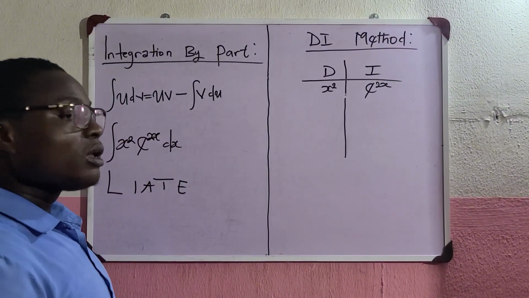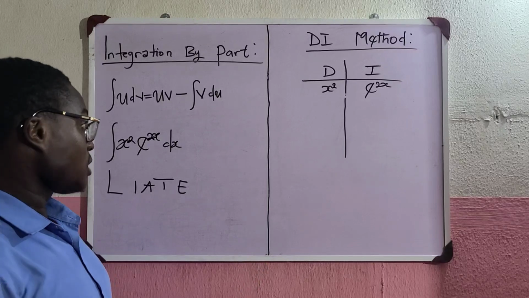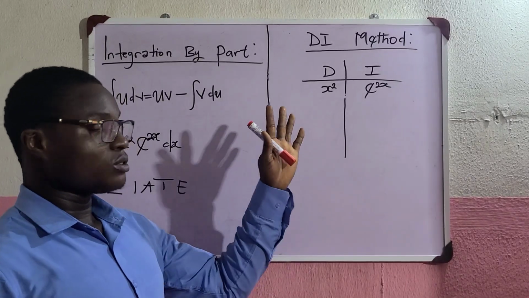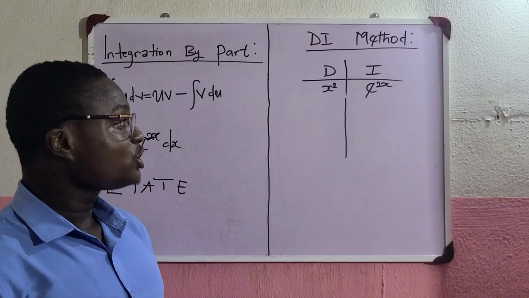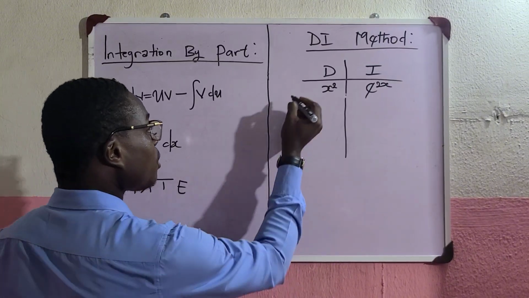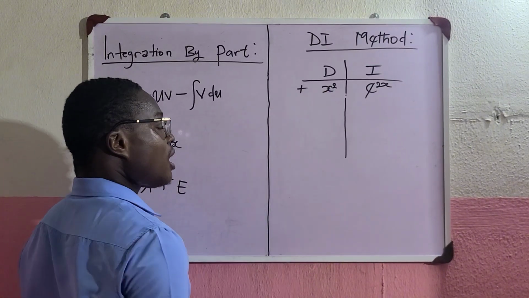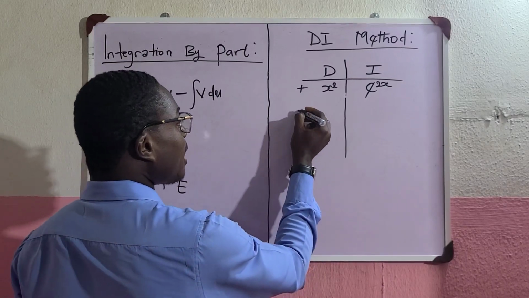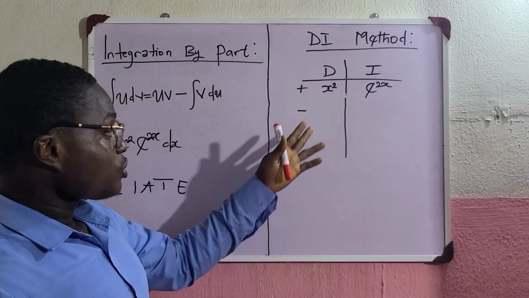And of course, we also have to assign a sign convention for both D and I. So what is the sign convention? The initial sign convention is plus. So you start with plus and then you alternate the sign. Starting from plus, the next one will be minus.